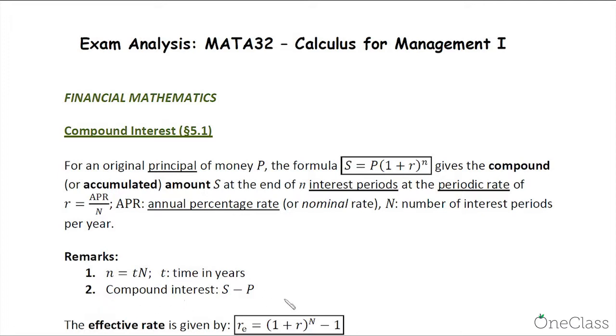Second, compound interest is simply S minus P. So when you subtract the original principal of money P from your accumulated amount, that's how you get your compound interest. Okay, so let's look at some sample questions or just some basic examples related to this.